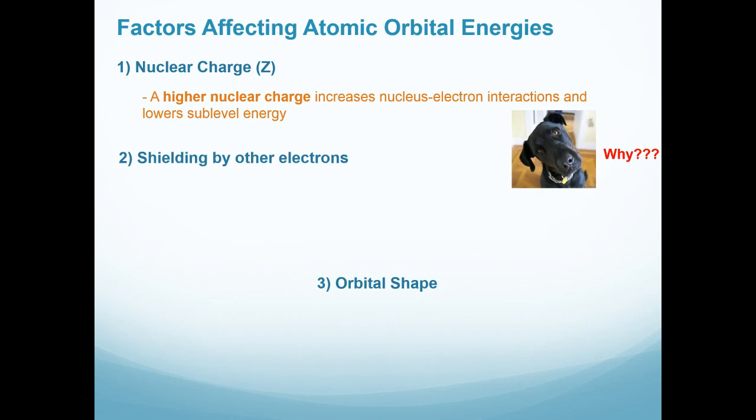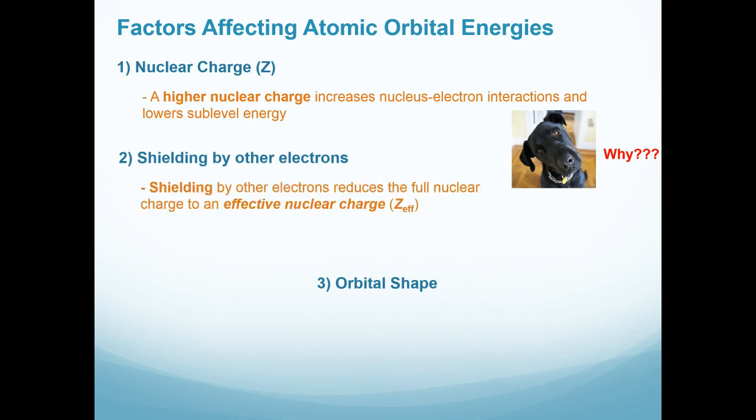We want to think about why, and we've talked about this a little bit, but just think about charge. We know that the nucleus has protons and neutrons, so overall positive charge. So those electrons want to be pulled in closer. If they feel a higher effective nuclear charge, or pull from the nucleus, that is going to be stable or lower in energy. This next factor is going to be shielding by other electrons.